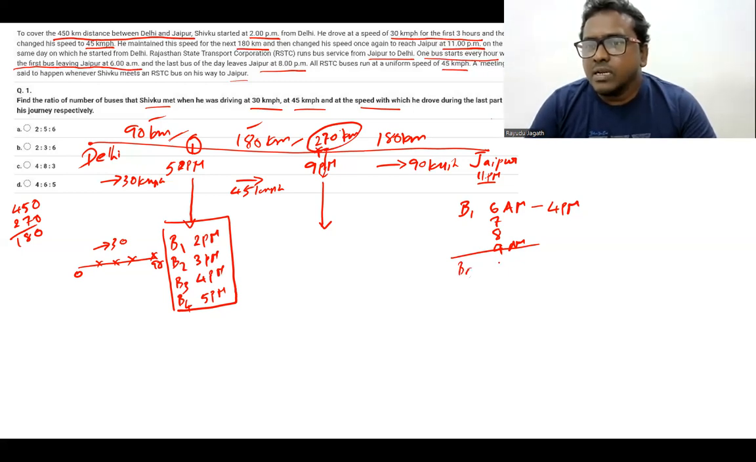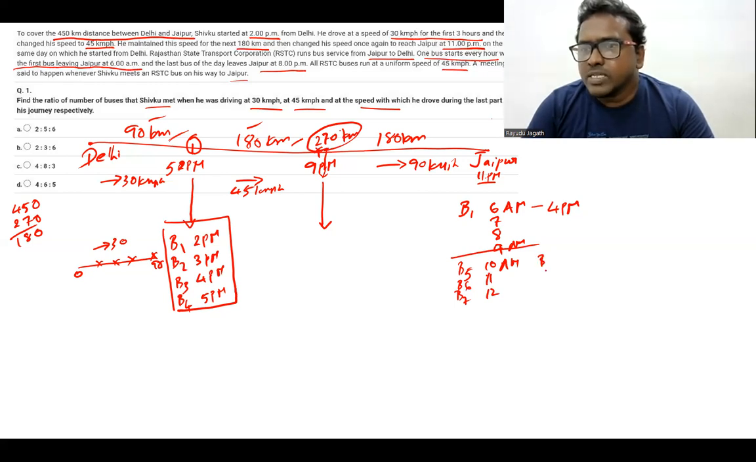B5 starts at 10 a.m., B6 starts at 11 a.m., B7 at 12, B8 starts at 1 p.m., B9 starts at 2, B10 starts at 3, B11 starts at 4 p.m., B12 starts at 5 p.m.